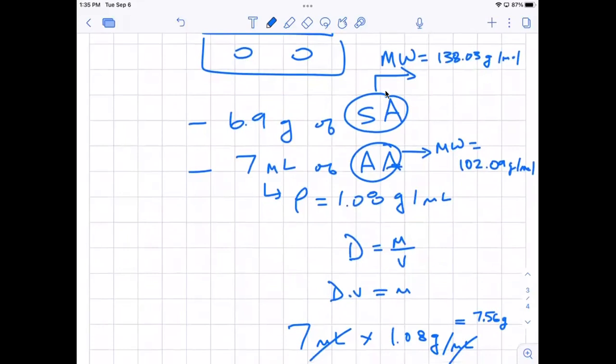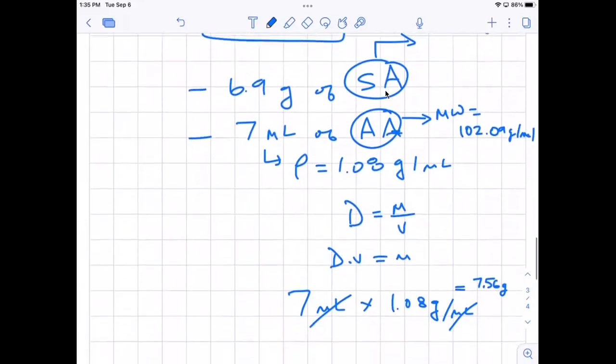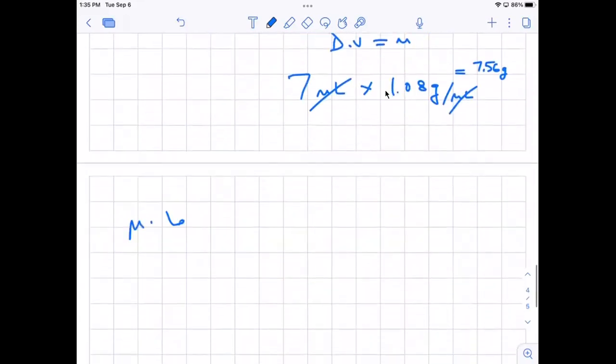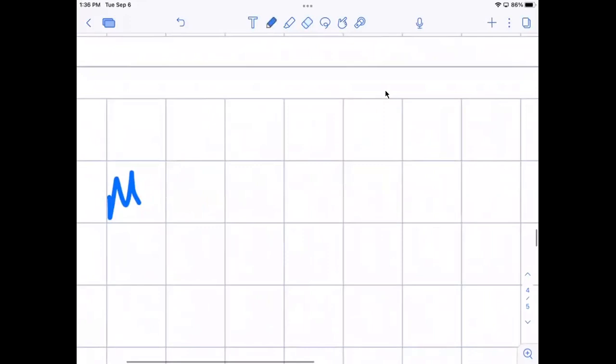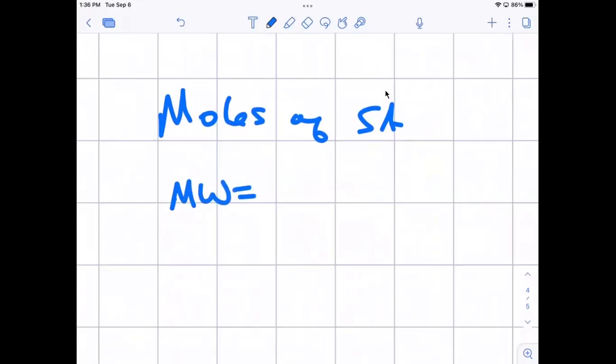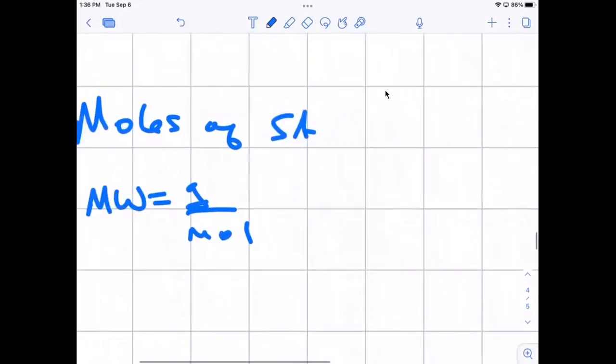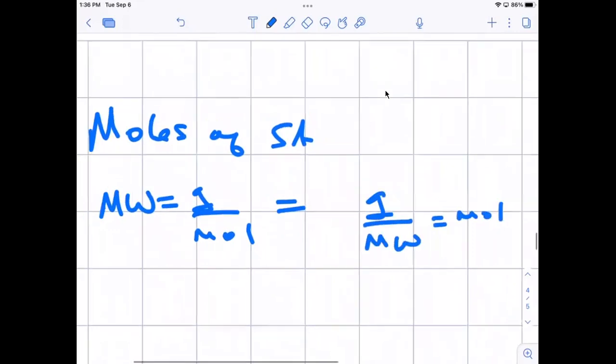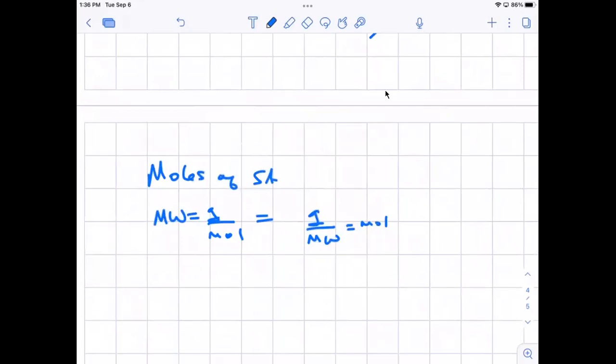We have the molecular weight, we have the masses of each one, so we can find the moles. So let's do moles of salicylic acid. You know molecular weight is grams per mole. Anytime we have a relationship, an equality like that, we can manipulate it. So grams over molecular weight will give me moles.